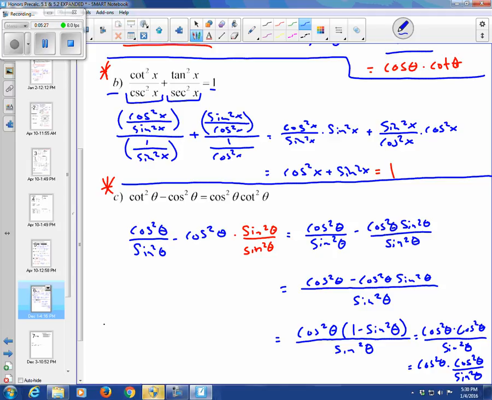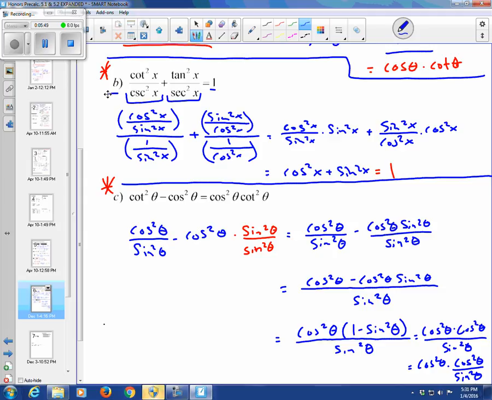So right here, changing everything to sine and cosine, we get cotan squared as cosine squared over sine squared, and csc squared as 1 over sine squared. We get tan squared as sine squared over cosine squared, and sec squared as 1 over cosine squared. Now right here we are dividing by fractions, which is the same as multiplying by the reciprocal.